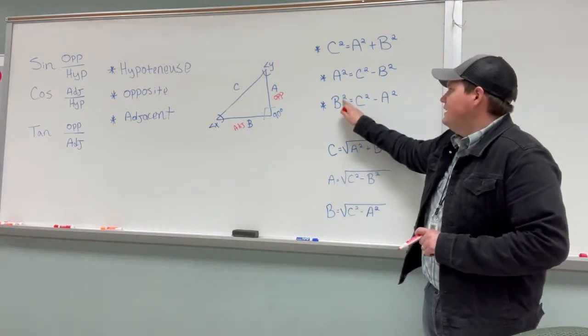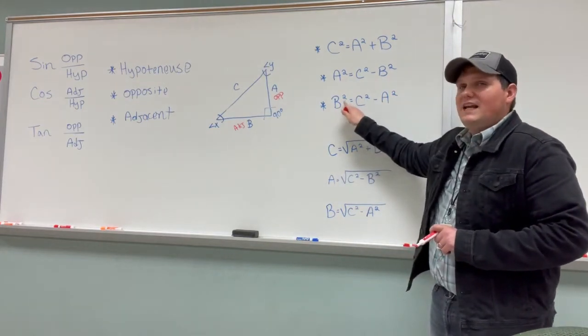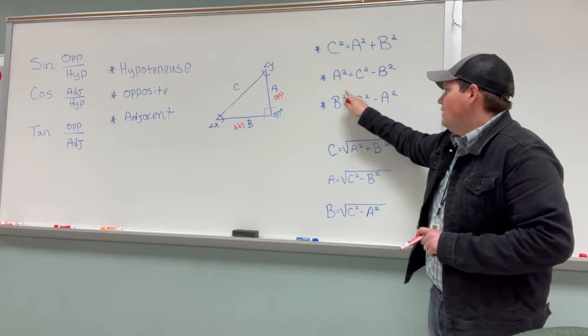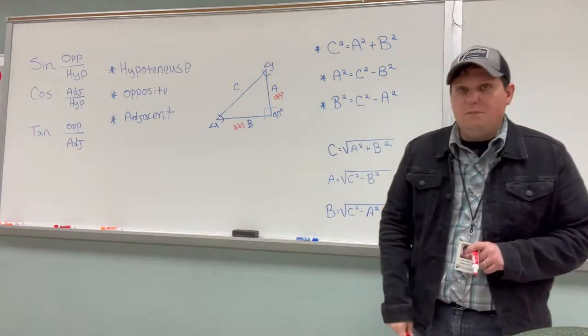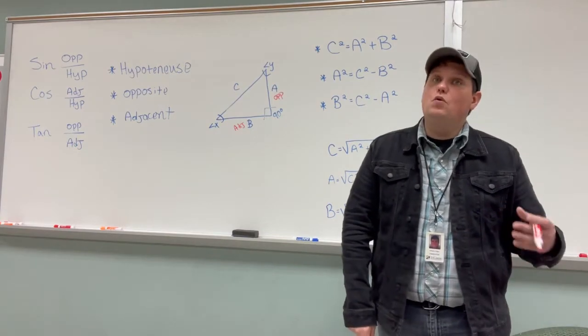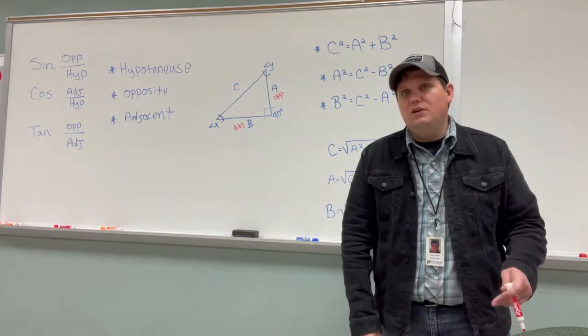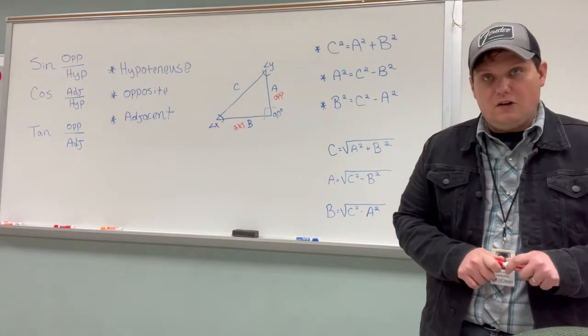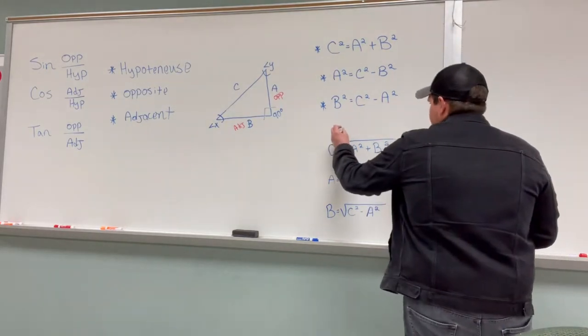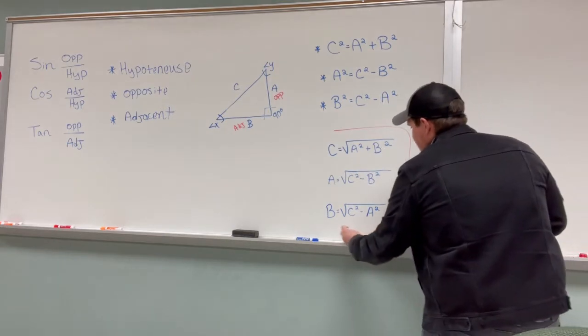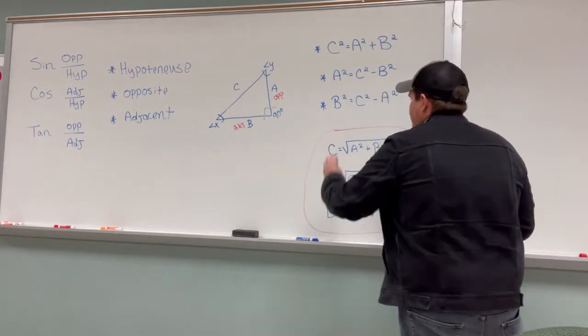So if I want to get rid of the squared here, when I get rid of it, I have to do the opposite over here, which means that I'm going to square root it, because square root is the opposite of squared. So that's how I come up with these, which are the actual formulas you'll be using.